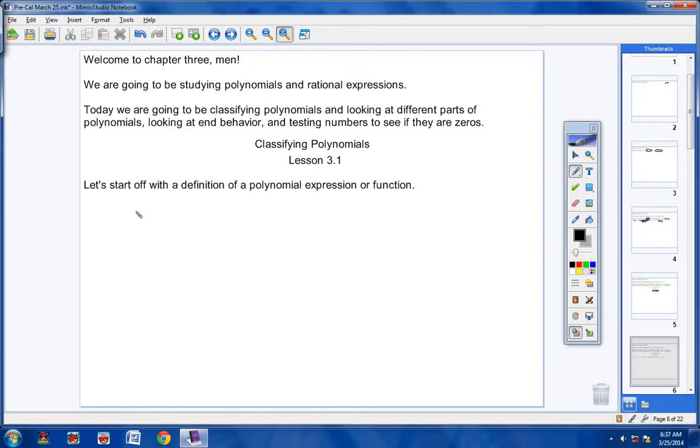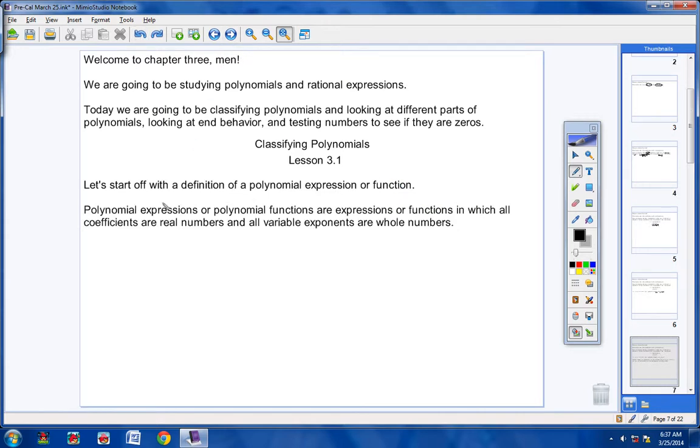Here we go. Let's start off with a definition of a polynomial expression or function. And of course, don't be confused. An expression would just be an algebra expression with no equal sign. It doesn't have an equal sign, okay? And a function would be an expression that does have an equal sign, okay? So that's the difference, okay?